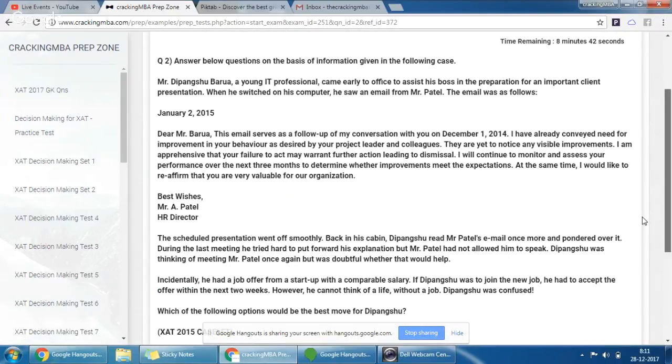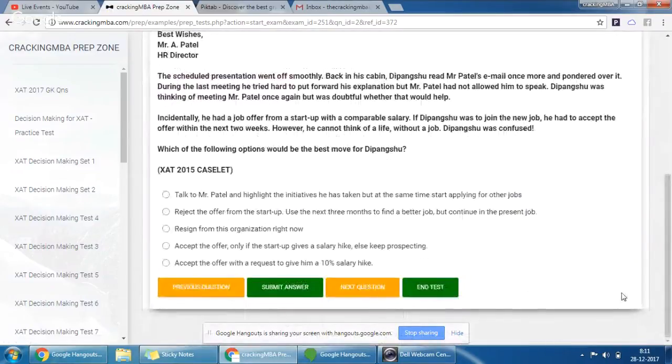Here we are saying which of the following options would be the best move for Dipanshu. Considering the fact that he's got a job offer, however he cannot leave that existing job because he might not get paid for those 2 weeks or something. So what are the options available to him? Primarily, out of these options, we have to reject those options which are talking about irrelevant stuff which is not stated. For example, option D and option E are out because salary hike is not something that is being covered here. It's extraneous.